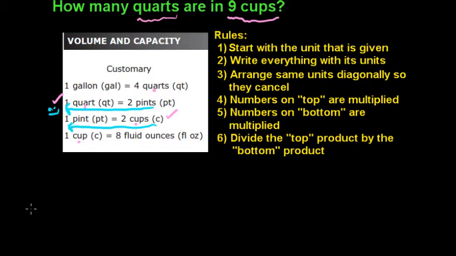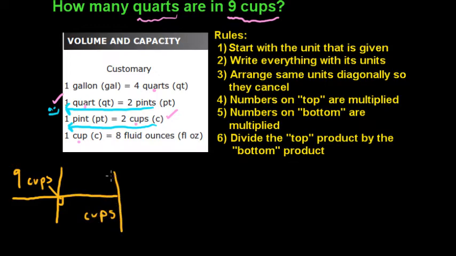We're going to start with what's given to us, which is 9 cups. Okay, and we're going to start a little picket fence here, and we're going to write cups diagonally, if y'all remember. So we write cups down here. Just referring back up here, we're going from cups to pints. The abbreviation for pints is PT. So we write PT up here for pints, and now we write in our little number. So 2 cups equals 1 pint.